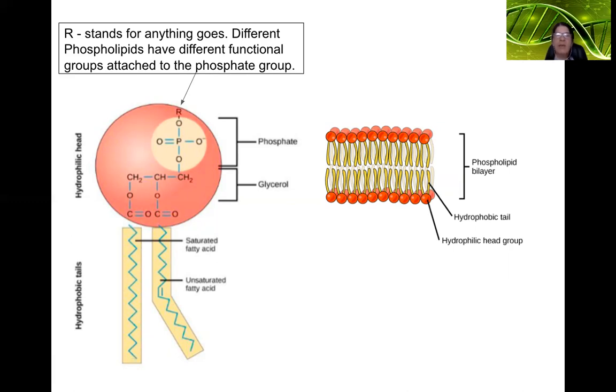So the head of a phospholipid contains the phosphate group and some other charged and polar groups, and the portions of glycerol, and it's highly hydrophilic. The tails are hydrocarbons, saturated or unsaturated, and they're hydrophobic. And this is a familiar picture of the phospholipid bilayer of the cell membrane, where the hydrophilic heads are facing either the outside of the cell, which is water-based, or the inside of the cell, which is water-based, and the hydrophobic tails are buried inside of the bilayer.